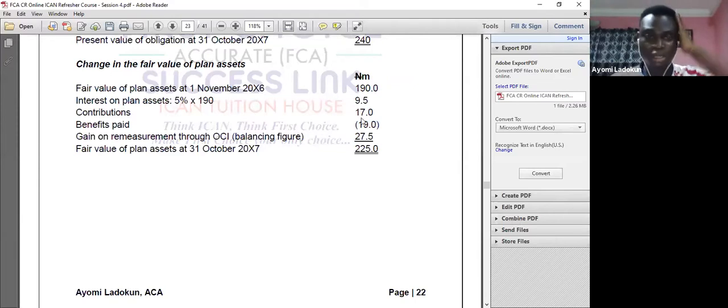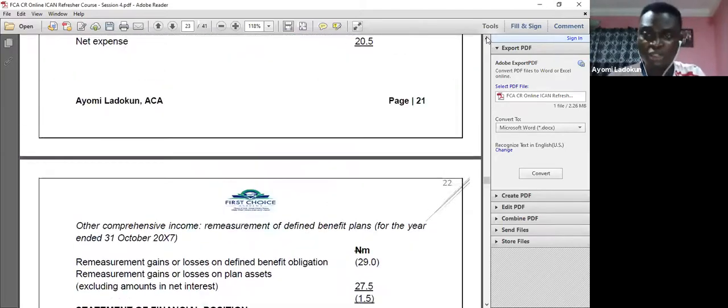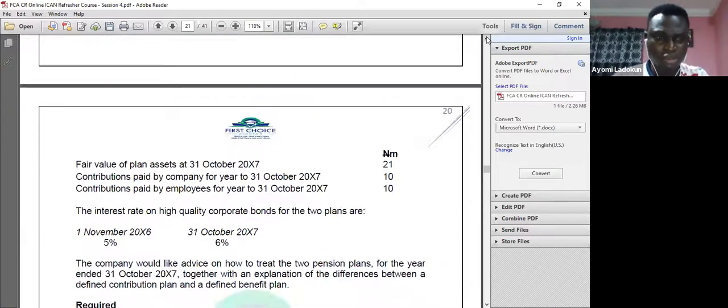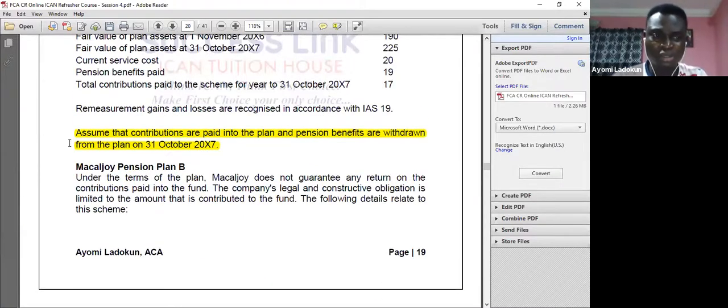That's what that statement is saying, so that's why it's treated that way. You just follow this instruction. I think I was mentioning it when I was trying to explain it earlier. I said, assume that contributions are paid into the plan, so naturally it will be in negative. But then it says pension benefits are withdrawn.